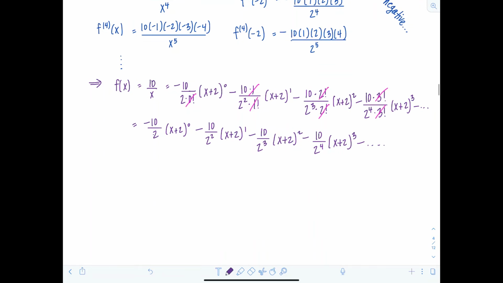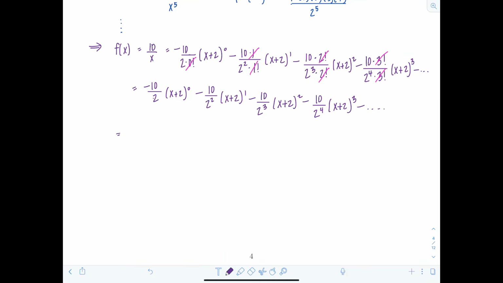So do you see a pattern? Well, I see a negative 10. I'm just going to leave that outside the sum. We can start at n equals 0 to infinity. And then notice, x plus 2 is raised to the n, but 2 is raised to 1 power higher. 2 is raised to the n plus 1. Okay, that looks good. Now can we clean this up a little bit?